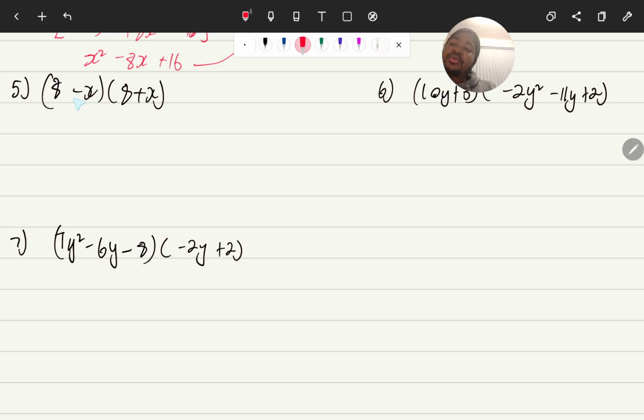Here, beautiful. It's the same number. What's different is the signs. Difference of two squares, remember. So that means we have 8 squared minus x squared, or you could say 64 minus x squared. Beautiful. You can expand it. You're gonna end up exactly where I'm at.